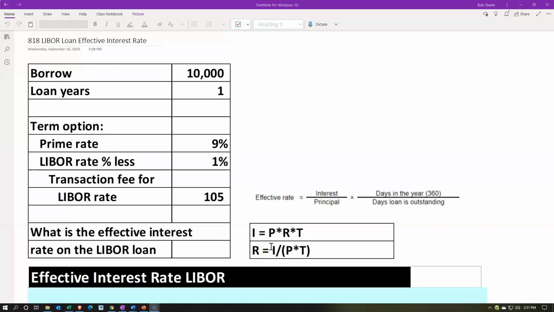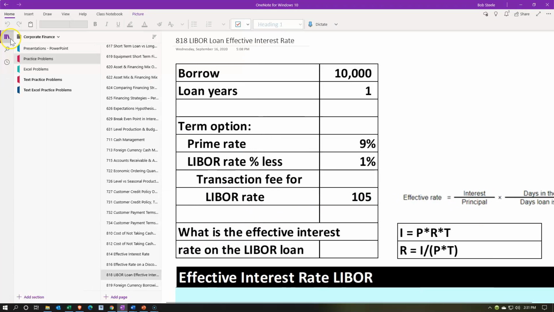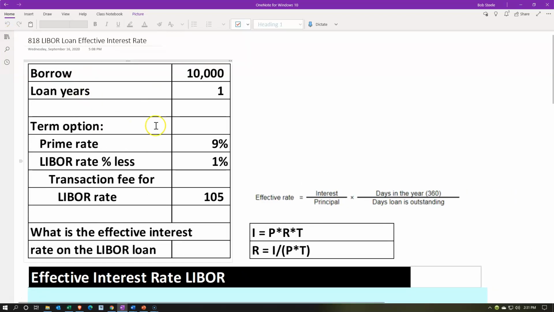Here we are in OneNote. If you would like to follow along in OneNote, you're not required to do so, but if you have access to it and would like to, we are in the 818 LIBOR Loan Effective Interest Rate tab in the Practice Problems section. We're going to have the information up top, and we'll use that to work through the problem down below.